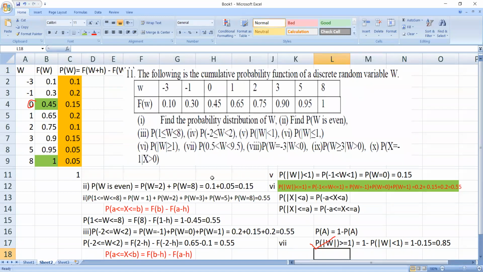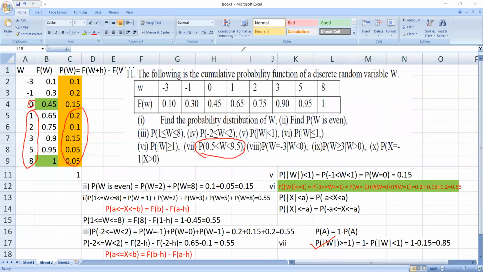Now in the seventh case, according to the question, I have p of 0.5 less than w less than 9.5. So w is above 0.5 and below 9.5. Above 0.5 means it starts from 1, and below 9.5 means it ends at 8. So it will be the sum of all these cases. 0.55 will be equal to 0.2 plus 0.1 plus 0.15, or you write the expansion: p of w equals 1 plus p of w equals 2 plus p of w equals 3. Whatever the question is, the answer comes to 0.55.